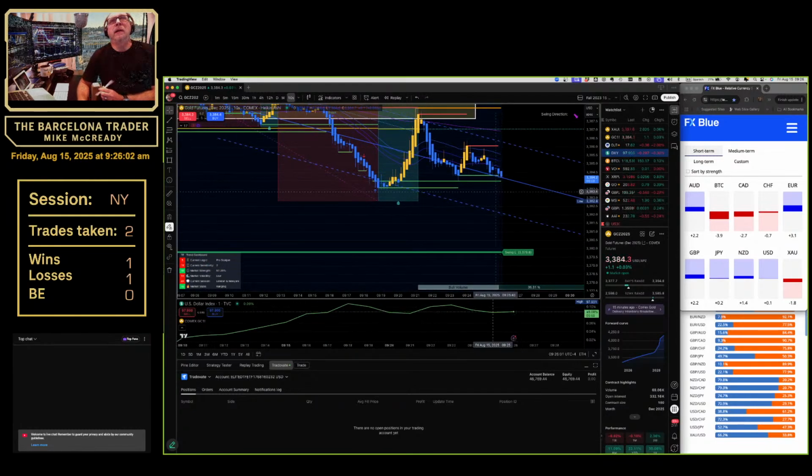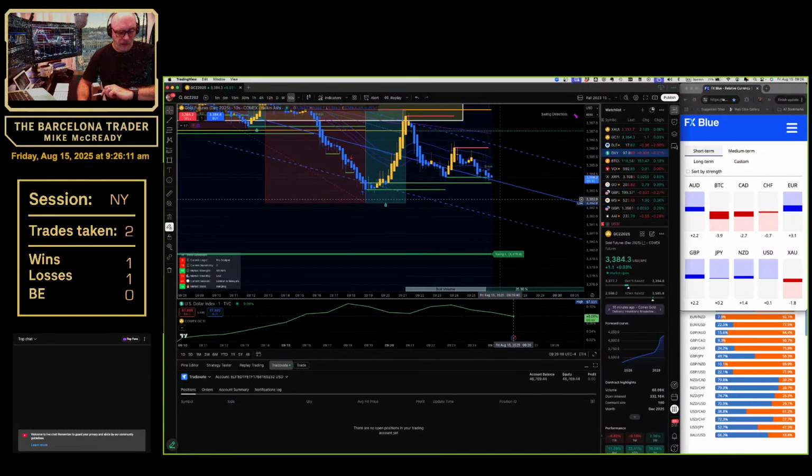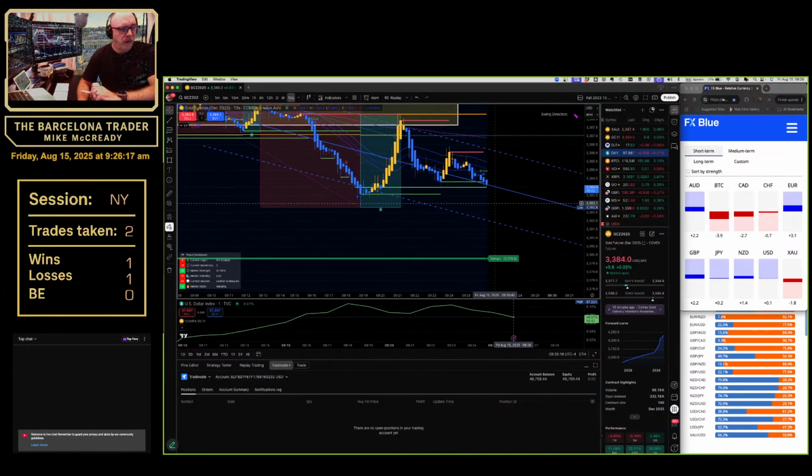And we're coming back down onto the point of control. Push through this bottom little support right here. We might have a trade, but we also have the equities opening in 4 minutes. So unless it's going to be a quick trade, I'll probably stay out of it.